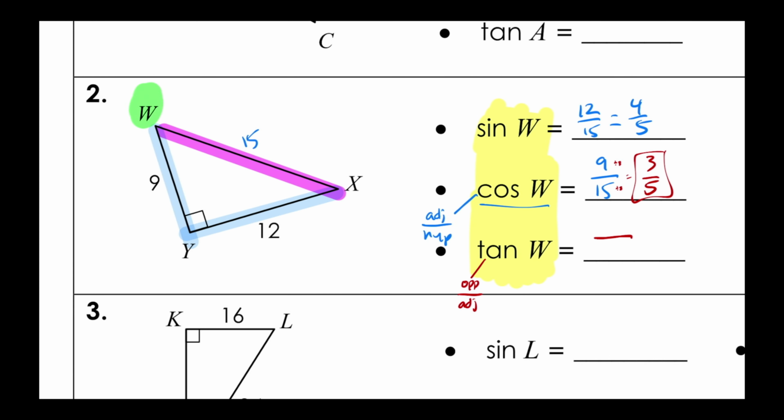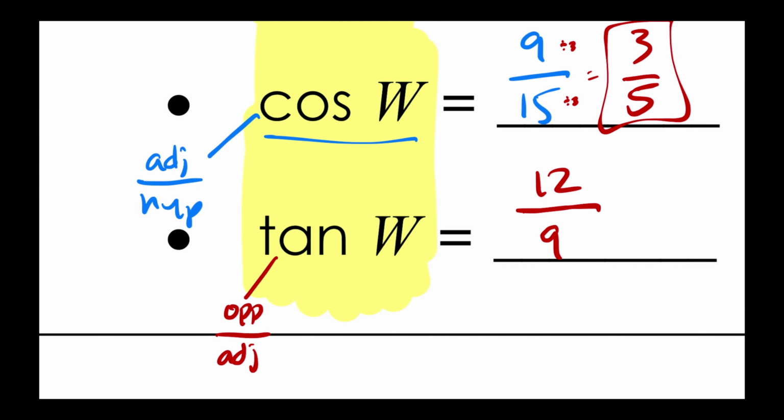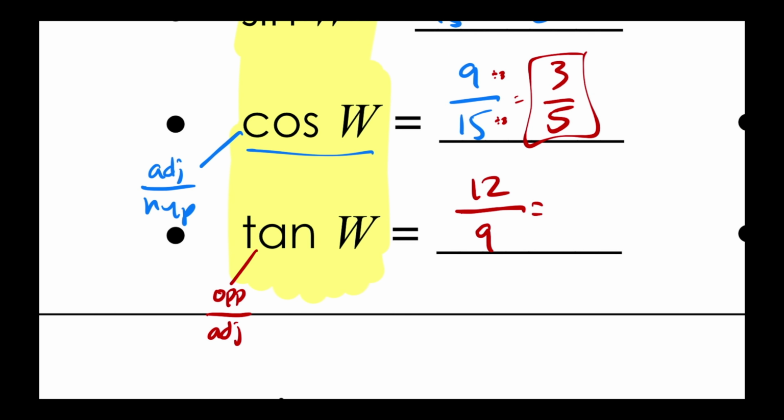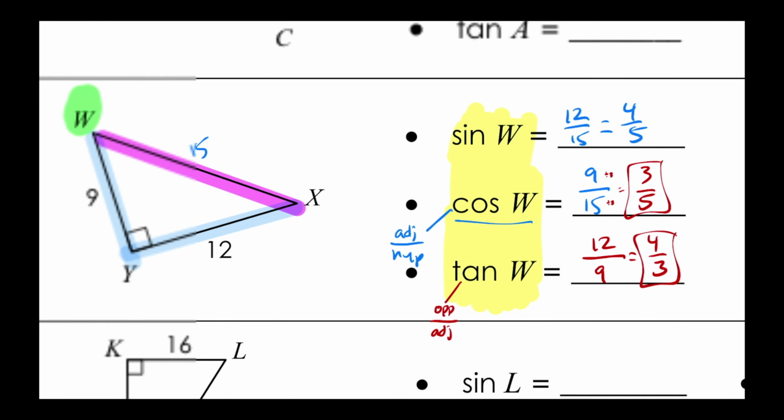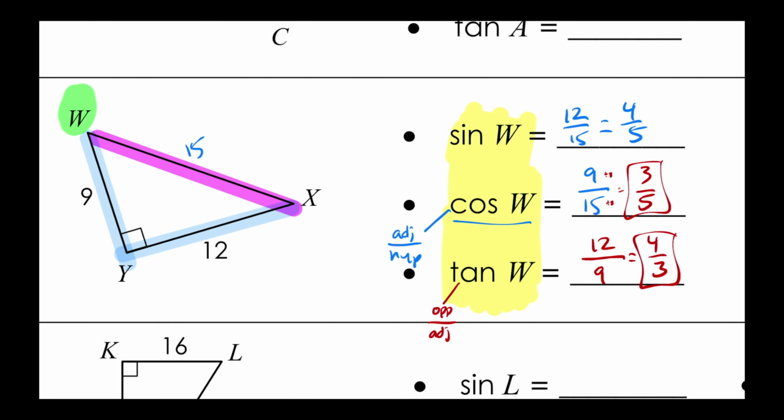Here's my fraction bar. What's the opposite side? If I'm at W, what's the opposite side? 12. So I put that on the top. And then what's the adjacent side? 9. So I put the 9 here. So tangent of W is 12 over 9, which is perfect, but I need to simplify. If I divide both by 3, I get 4/3. That's how you find the sine, cosine, and tangent of an angle.